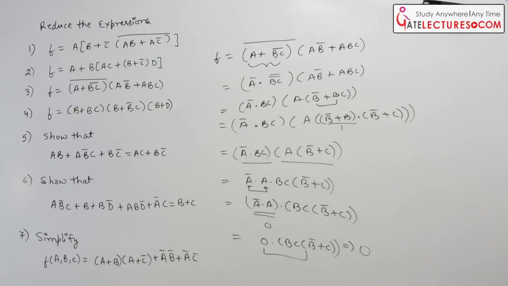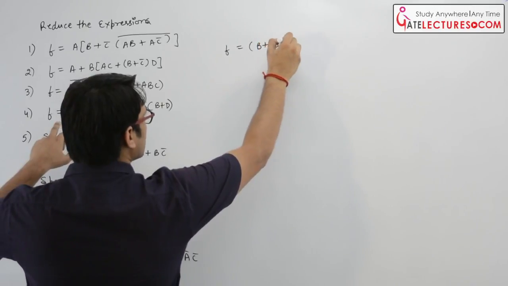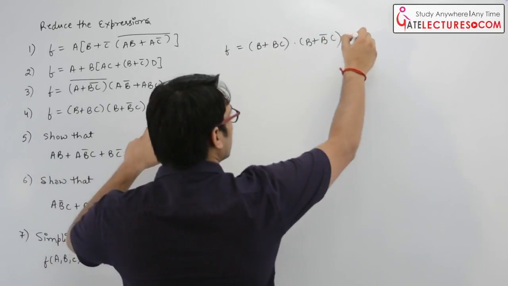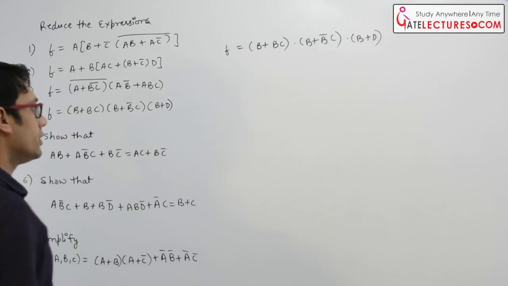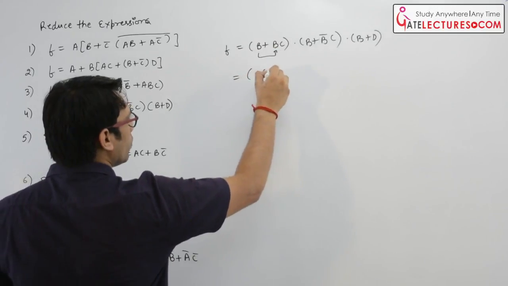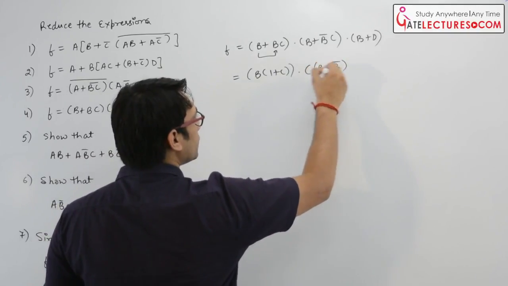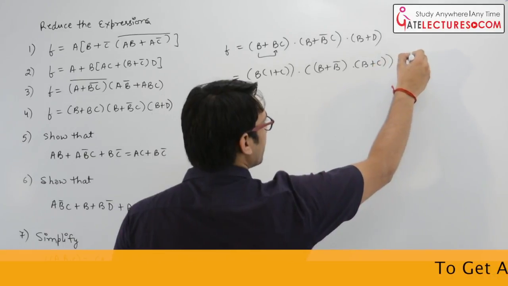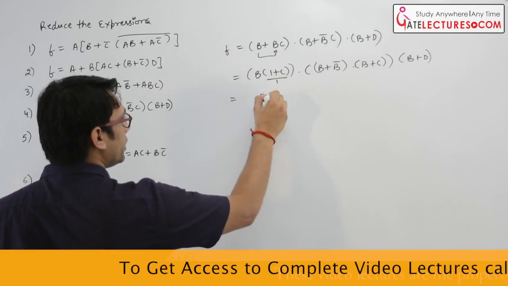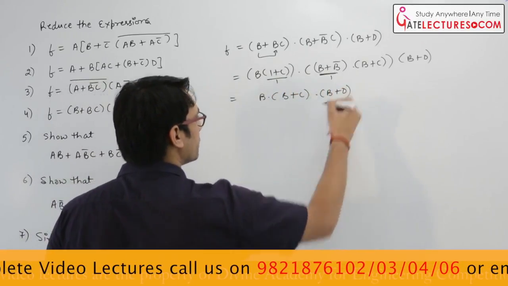Okay, now let us take the next question. So the next question is, the function is f is equal to (b plus bc) dot (b plus b complement c) dot (b plus d), right? So first of all, let us try to take b as common between these two. So you will get b(1 plus c) dot, you can distribute b over here, so it is (b plus b complement) dot (b plus c). Here we have (b plus d). So this is 1 plus c which is equal to 1, so it is b dot, this can be written as 1, (b plus c) dot (b plus d), fine.